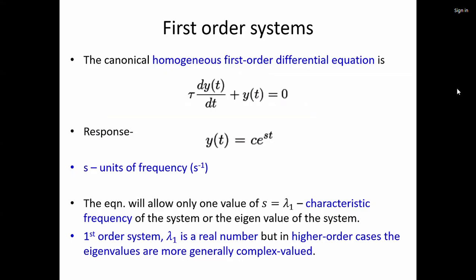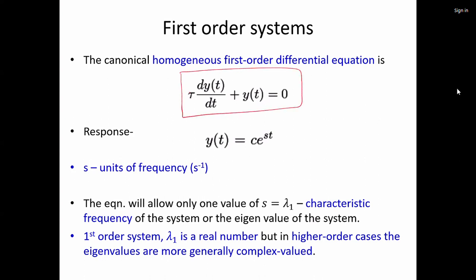If you look at a typical first order system, let's say a thermocouple, a thermocouple is a first order system. You have an input and you have an output, and depending on how the input varies, the output would have characteristics which are of first order. Typically a homogeneous first order equation looks like this. This is the typical first order system.